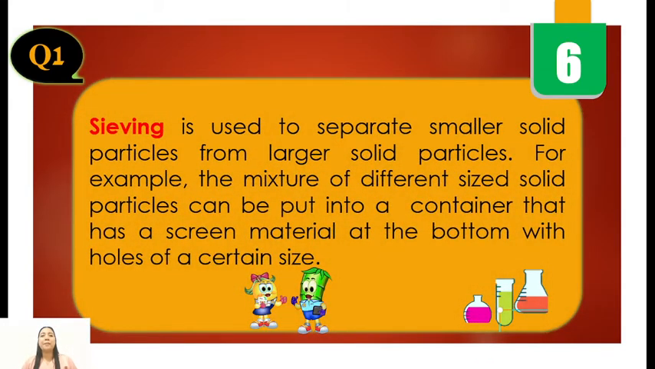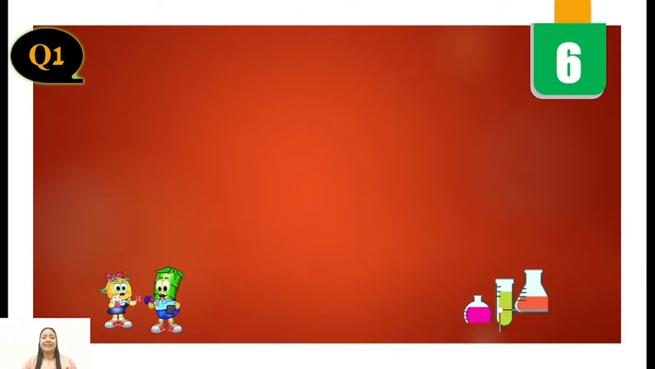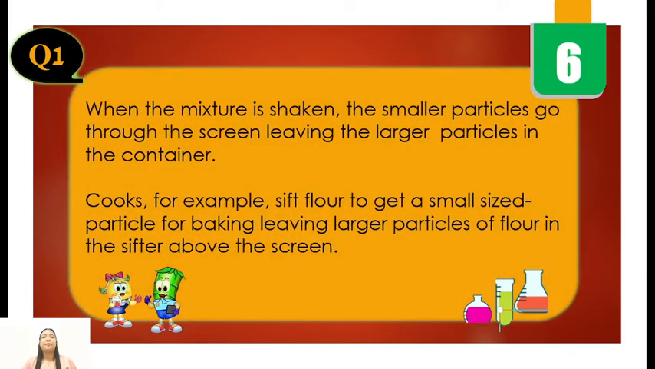Sieving is used to separate smaller solid particles from larger solid particles. For example, the mixture of different size solid particles can be put into a container that has a screen material at the bottom with the holes of a certain size. When the mixture is shaken, the smaller particles go through the screen, leaving the larger particles in the container.